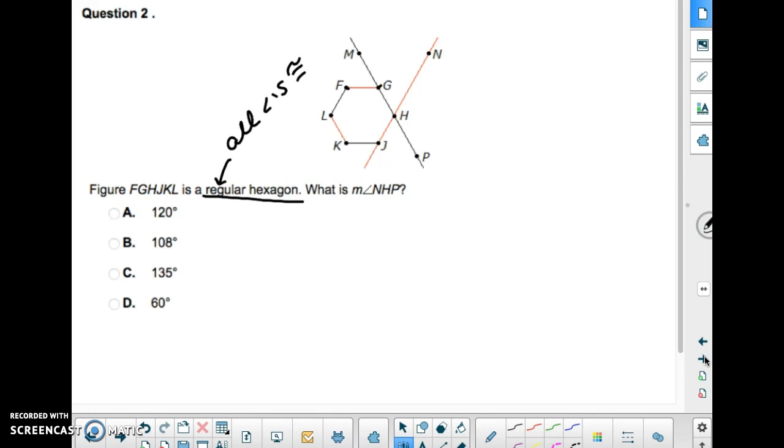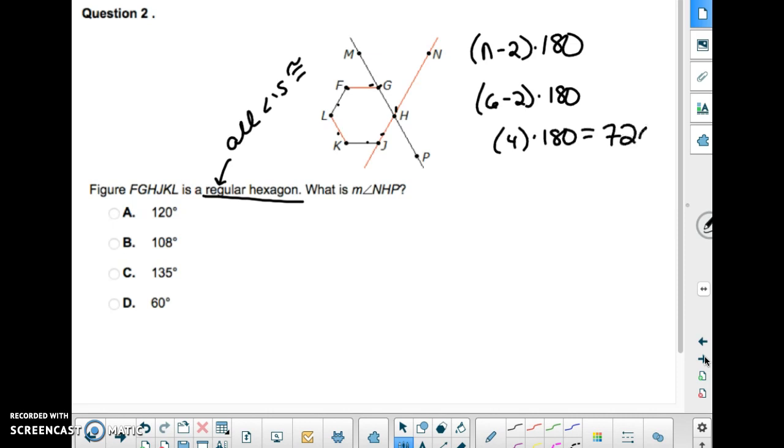And so to find out how many degrees are inside of a polygon, we have a formula, n minus 2 times 180. And there are 6 sides on a hexagon. So 6 minus 2 times 180. So 4 times 180. Tells us that there are 720 degrees inside the whole hexagon. But what I want to know is just what is one of the angles. So if I take the 720 and divide it by 6, I find out that each interior angle is 120 degrees. So each of these is 120.